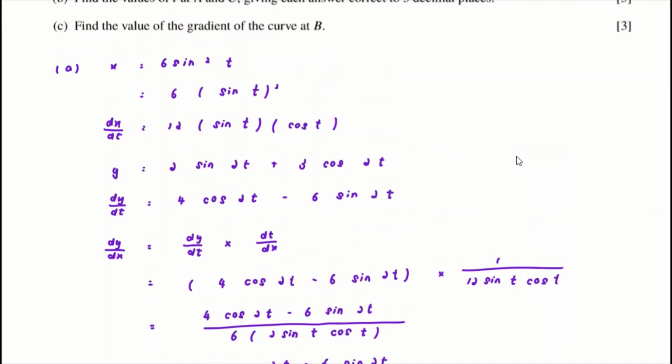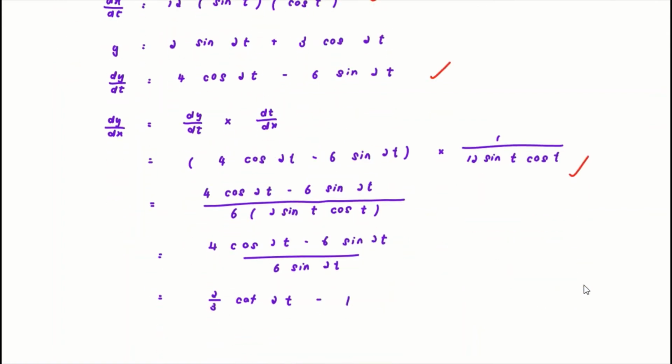Now let's go through the marking key. The first mark is given if you get your dx/dt, and your dy/dt. Then if you are able to multiply them together and get your dy/dx, and identify your 2 sin t cos t using the double angle formula, not identity, sorry. Then you substitute or replace it, and simplify everything until you get your final answer. So that's the 5 marks of this question.